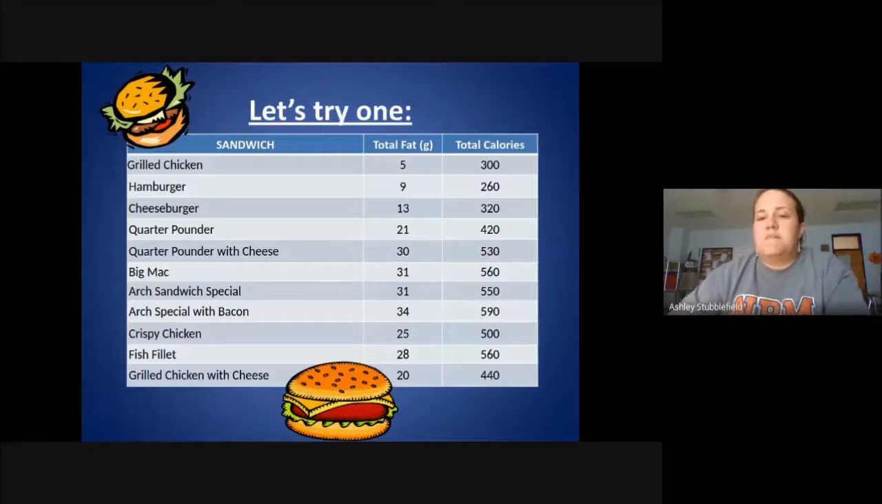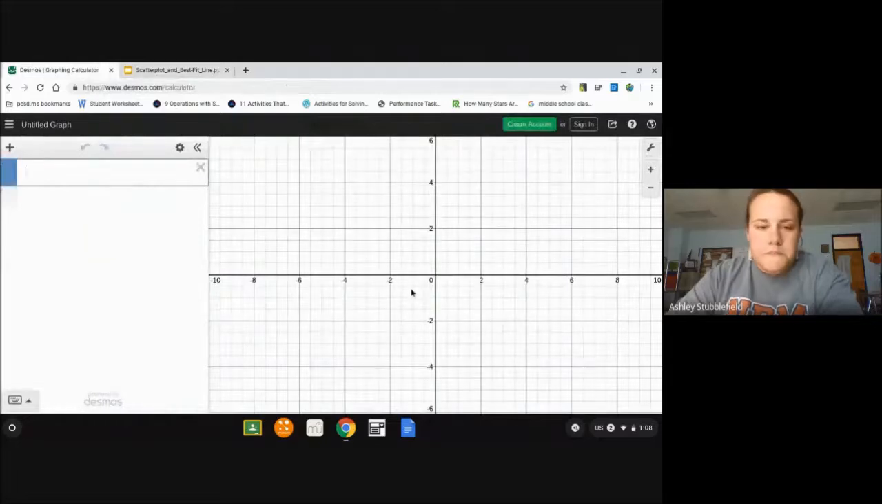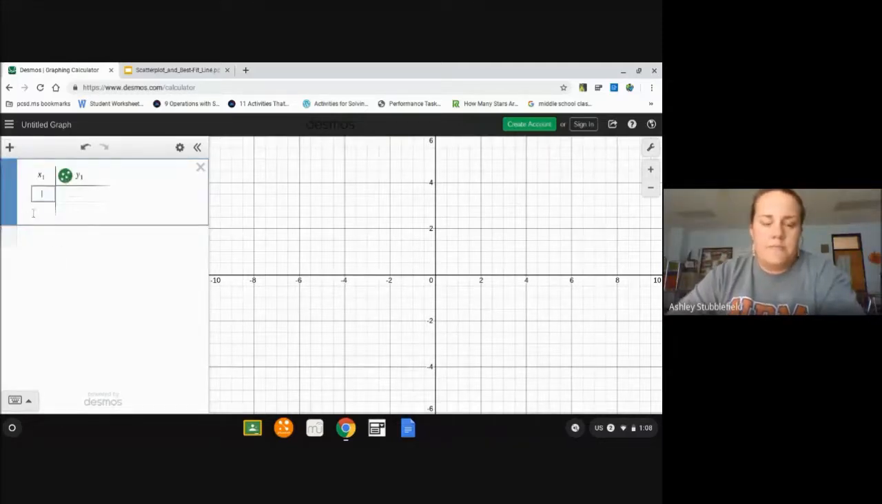Okay, so let's actually make a scatter plot. So I have some examples of some different sandwiches here and how many fat grams they have per sandwich. And then we're going to compare that to the total number of calories per sandwich. So let me swap over to Desmos. And when you get in Desmos, to add a table, you click Add Item. And we're going to add a table.